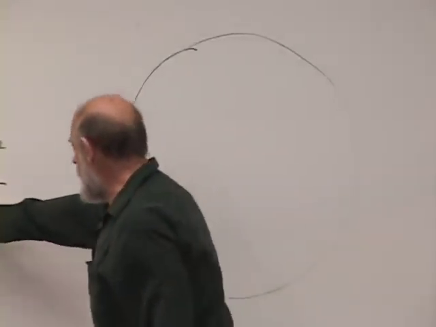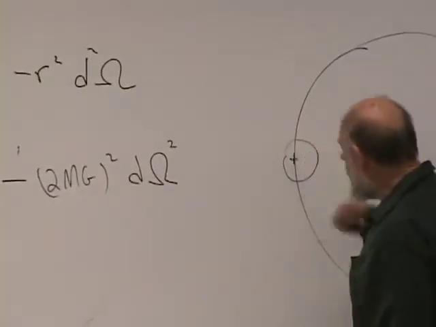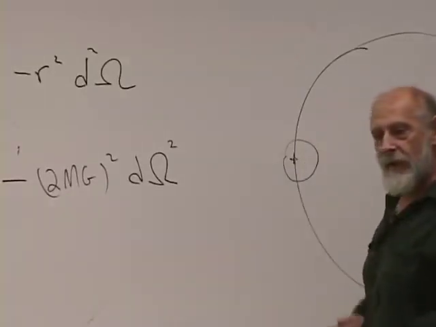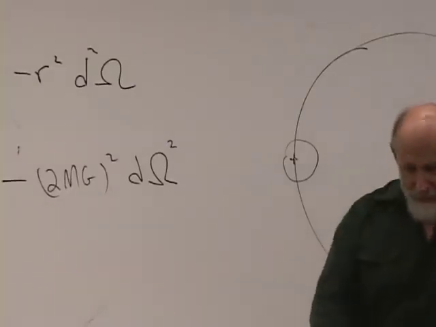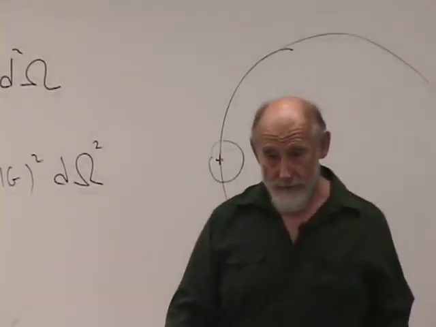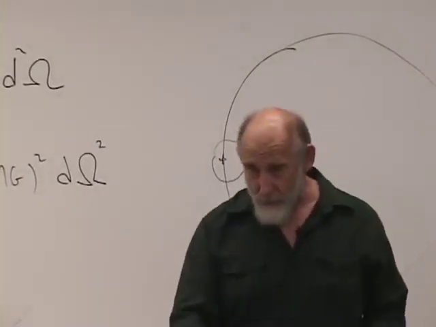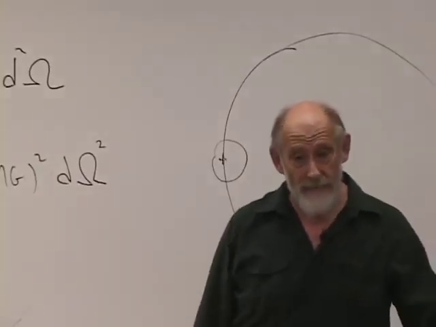Now, what's going on over here? What is d omega squared if I look only in the immediate vicinity of this point? It's like looking at the immediate vicinity of a point on a sphere. In the immediate vicinity of a point on a big sphere, it just looks like a flat plane, right?